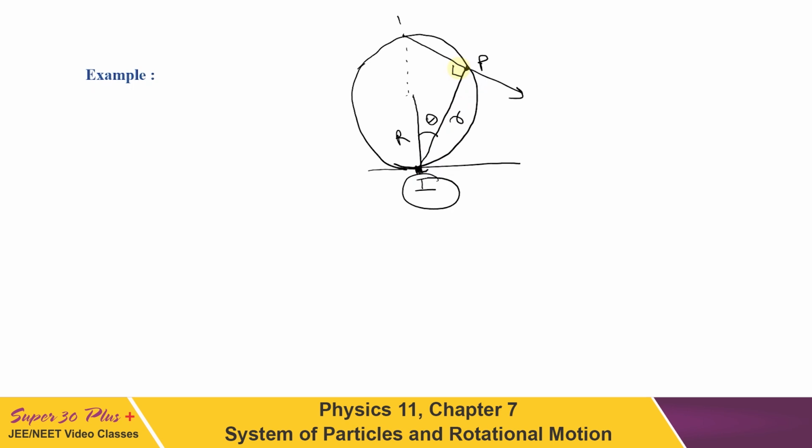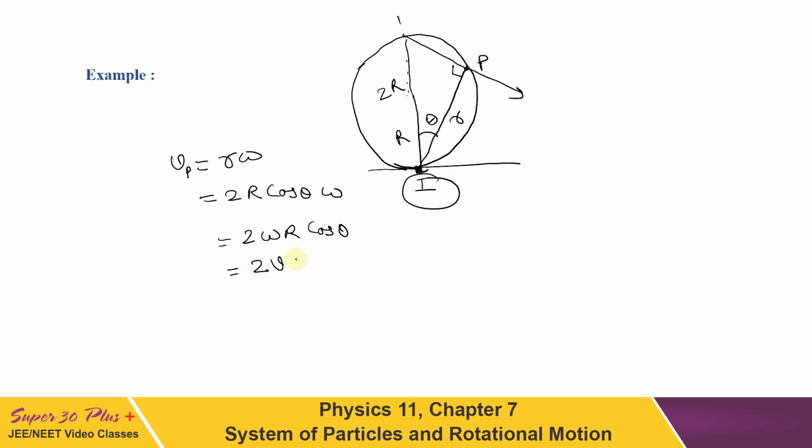And from here now we can write Vp as well, because Vp has to be equal to, as you know, this length can be written as 2r. So Vp can be written as r into omega. What is this r? This r is the position of P with respect to I. And from the geometry we can write this r to be equal to 2r cos theta multiplied with omega. So we got the final result, that is 2 omega r cos theta, which is 2v cos theta, where v is actually the velocity of center of mass, that is equal to omega r.